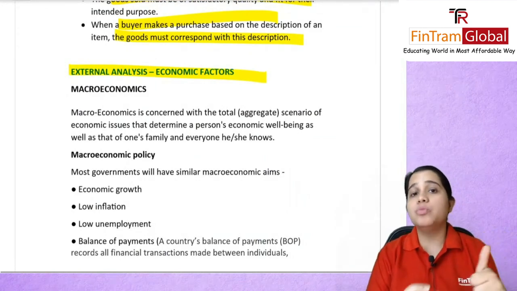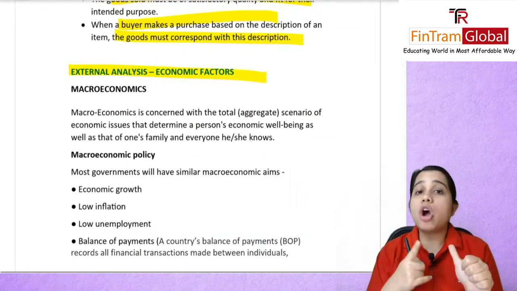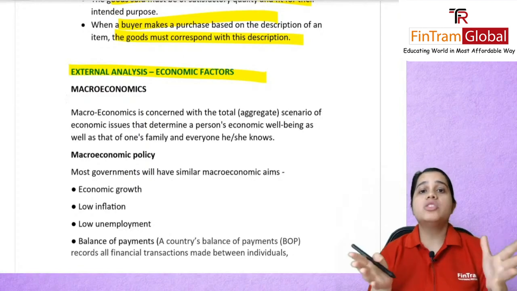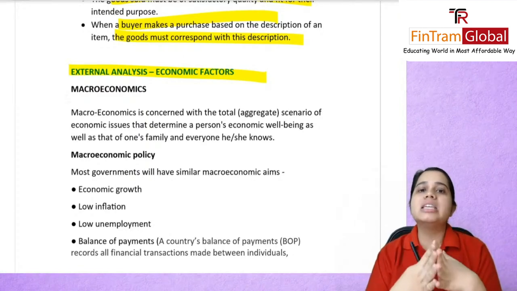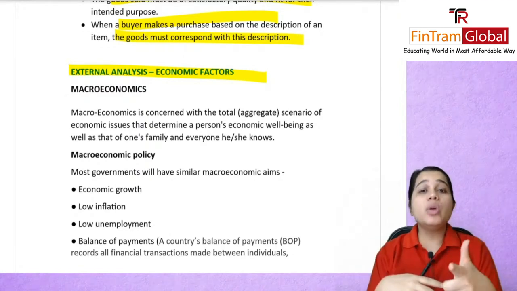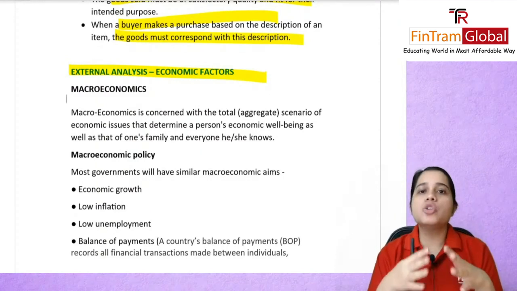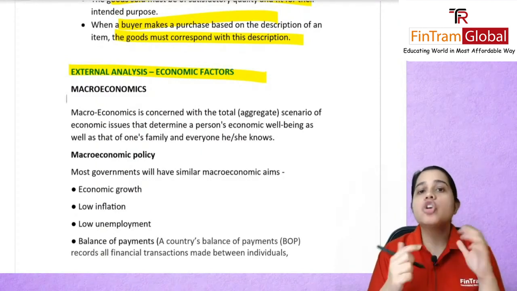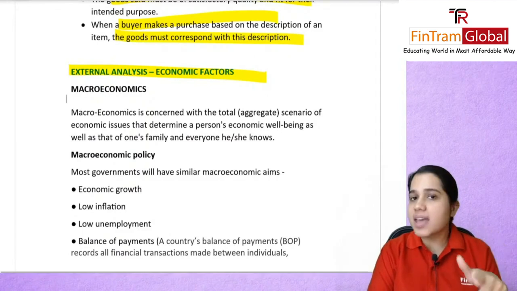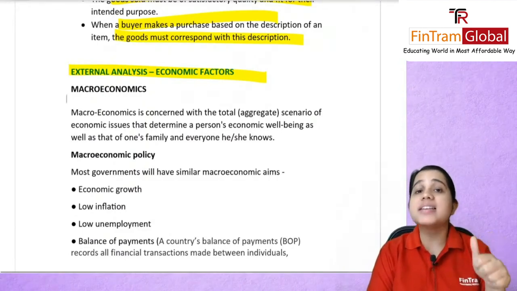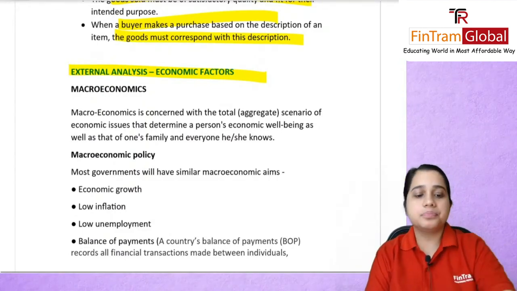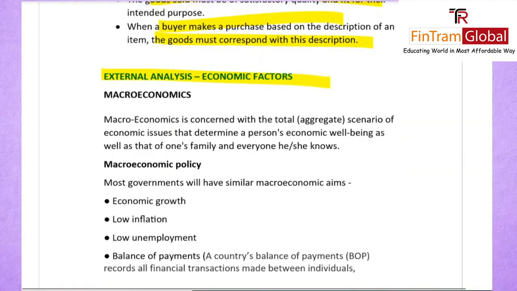Next, external analysis and economic factors. Here, what did we do? Firstly, we talked about macroeconomics, wherein you see the economy as a whole. And then we talked about microeconomics, wherein you see the individuals as such. So again, we'll be revising in the same way. First, we'll be revising our macroeconomics.